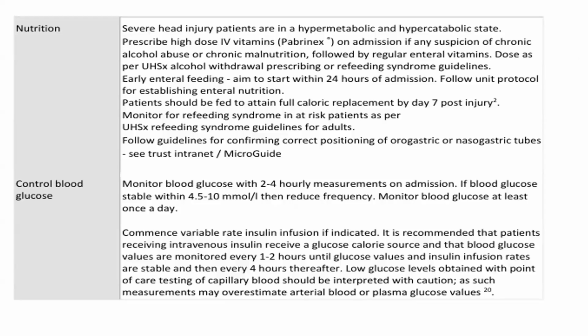Regarding nutrition, severe head injury patients are hypermetabolic and hypercatabolic. Prescribe high dose vitamins on admission. If any suspicion of chronic alcohol use or chronic malnutrition, follow with regular enteral vitamins. Start early enteral feeding within 24 hours of admission. Patients should be fed to attain full caloric replacement by day 7. Monitor for refeeding syndrome. Then regarding blood glucose monitoring, try to maintain the blood glucose level between 140 and 180. Thank you.